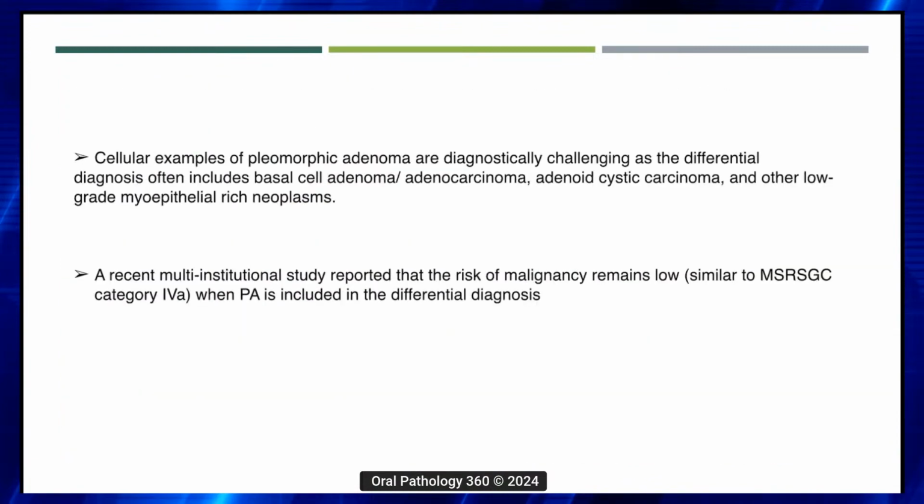Now let's explore the challenges in diagnosing pleomorphic adenoma and its differential diagnosis. Several examples of pleomorphic adenoma can be diagnostically challenging. The differential diagnosis often involves distinguishing it from basal cell adenoma or adenocarcinoma, adenoid cystic carcinoma, and other low-grade myoepithelial-rich neoplasms. A recent multi-institutional study found that the risk of malignancy remains low when a pleomorphic adenoma is part of the differential diagnosis. The risk is similar to cases categorized as Milan system category 4A.